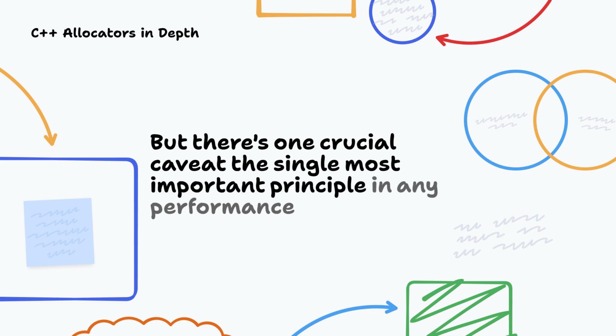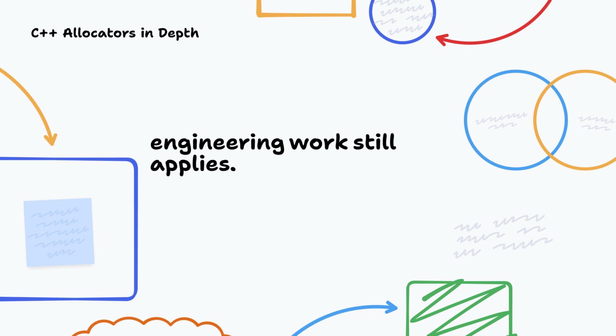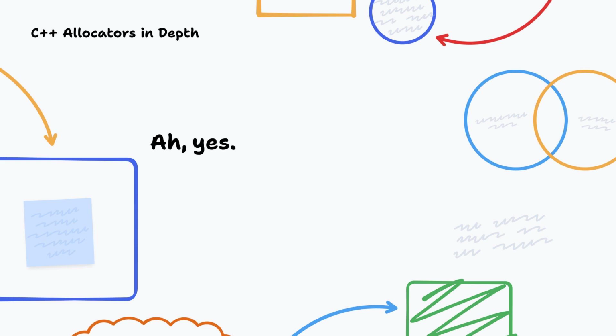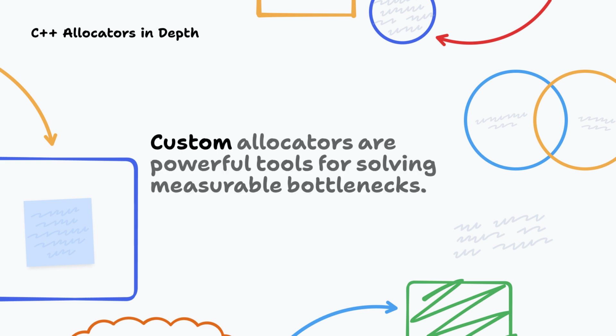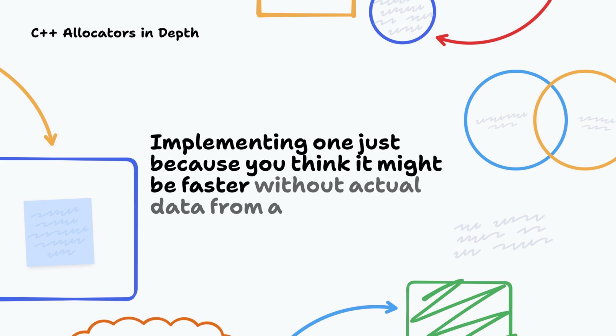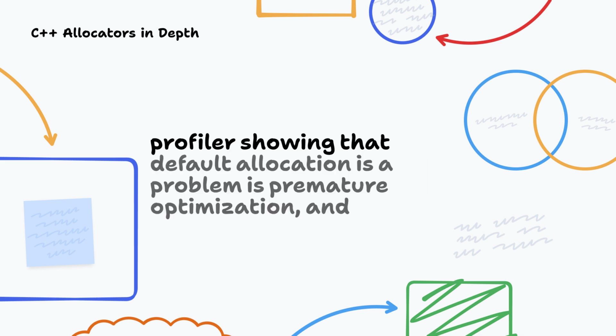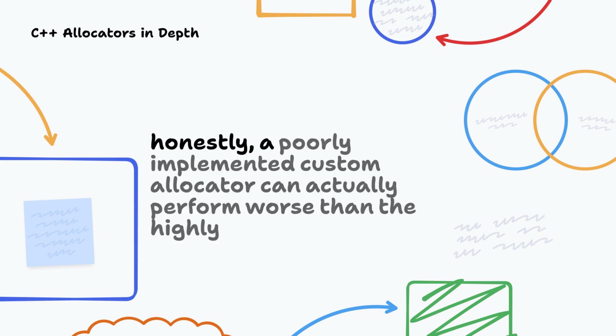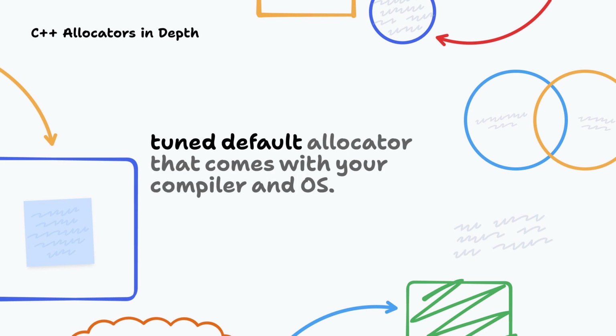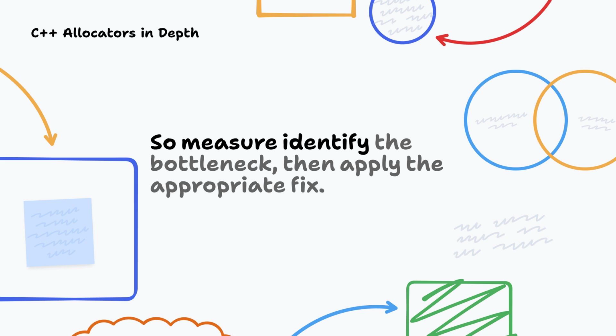The single most important principle in any performance engineering work still applies. Profile first. Yes. Don't optimize blindly. Exactly. Custom allocators are powerful tools for solving measurable bottlenecks. Implementing one just because you think it might be faster, without actual data from a profiler showing that default allocation is a problem, is premature optimization. And honestly, a poorly implemented custom allocator can actually perform worse than the highly tuned default allocator that comes with your compiler and OS. So measure, identify the bottleneck, then apply the appropriate fix.